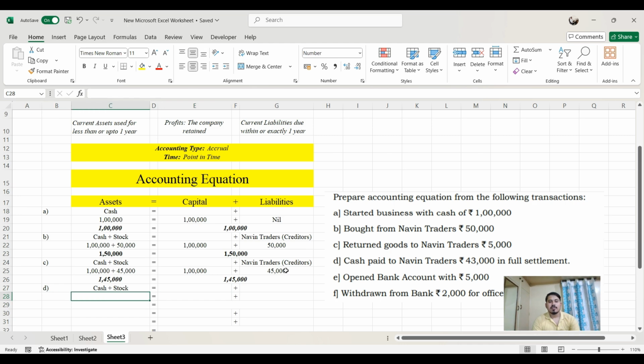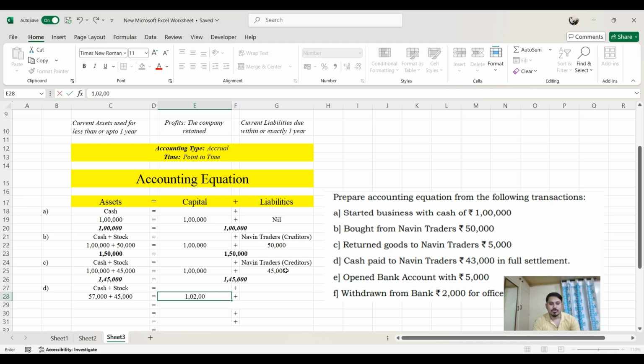and here the cash out of 1 lakh. Now we are making 43,000 as a payment, and from 1 lakh deduct 43,000, the balance will be 57,000. And stock remains unchanged, 45,000. And for the capital, I'm getting the discount. It is an income to the business. So for 1 lakh, I'm adding an extra 2,000.